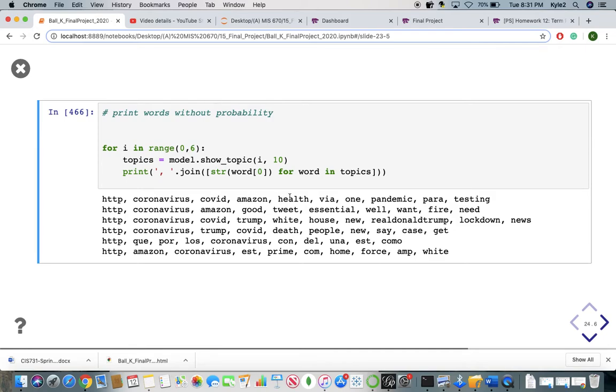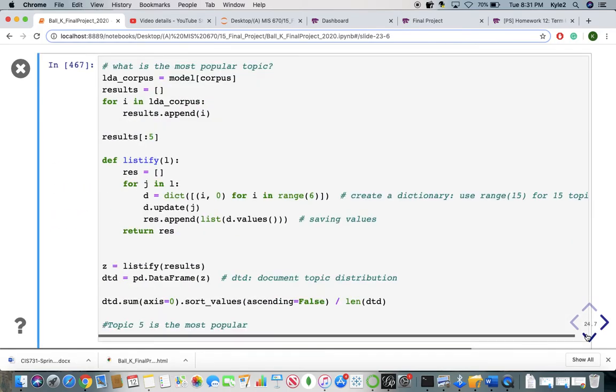So health, Amazon, pandemic, testing, these are going to be up. If you saw Amazon, bad, workers, negative things, it would be bad, but we're not seeing that as much, probably because coronavirus is a part of it. But you're able to kind of see it also gets political, like White House, new Donald Trump lockdown news, coronavirus. So it all kind of is pretty interesting how the topic model works.